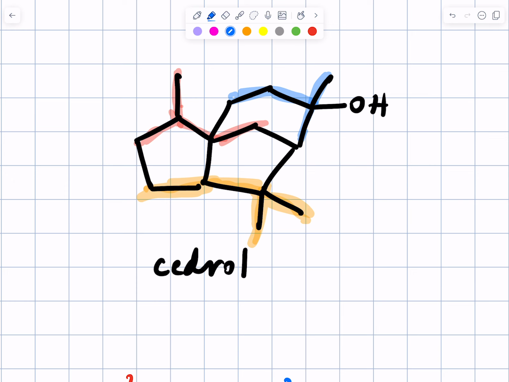And then I will say you've got bonds A, B, C, D, and E, and I'll ask which one or ones of these were in the linear precursor? Or alternatively, which ones had to have been formed? Which ones were not in the linear precursor?